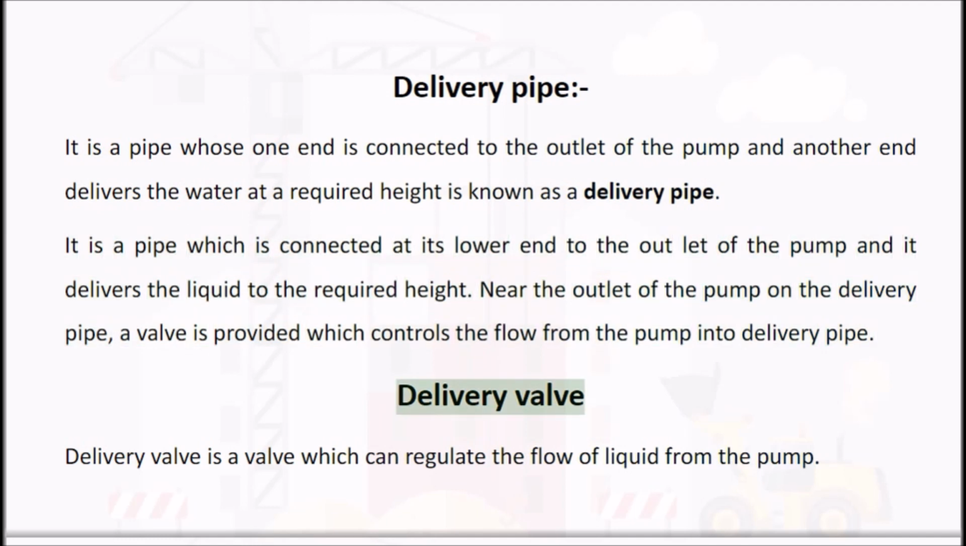Delivery valve. A delivery valve is a valve which can regulate the flow of liquid from the pump.